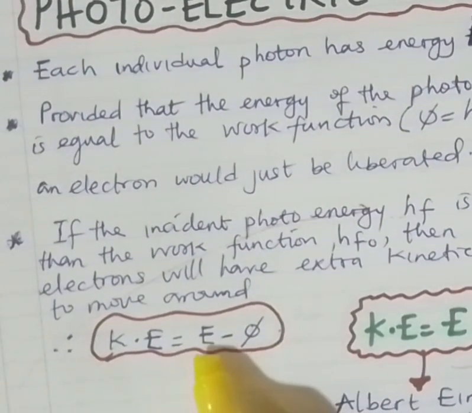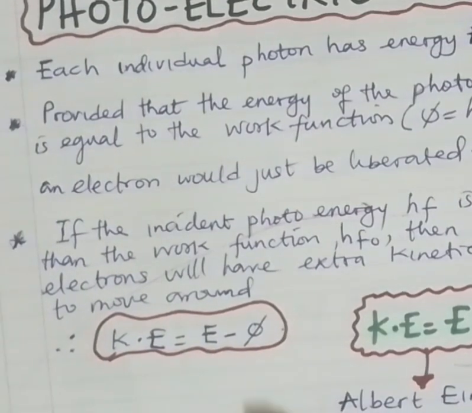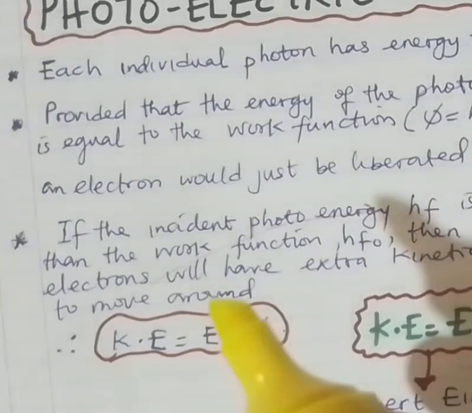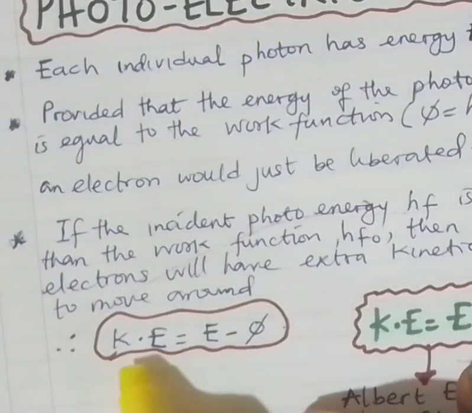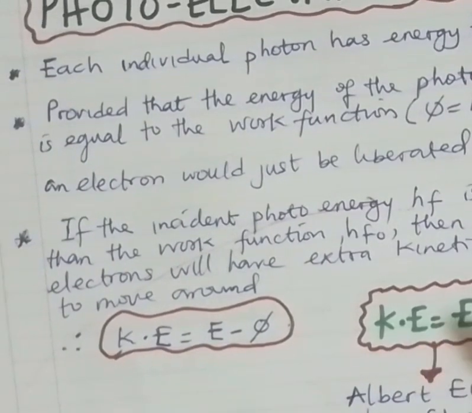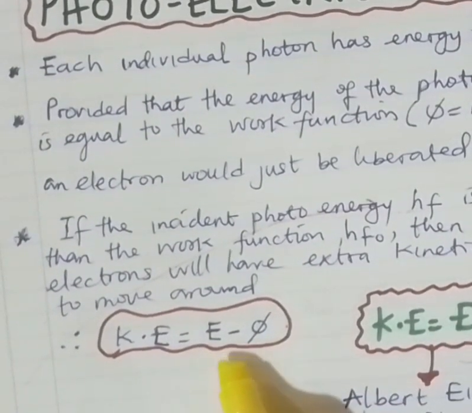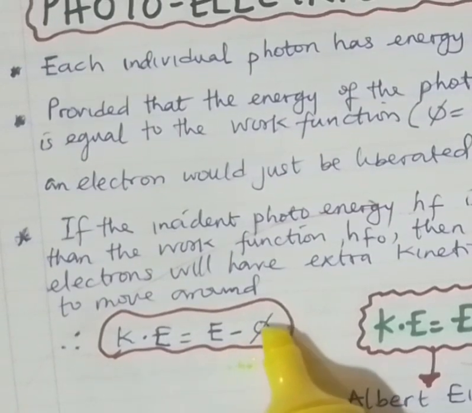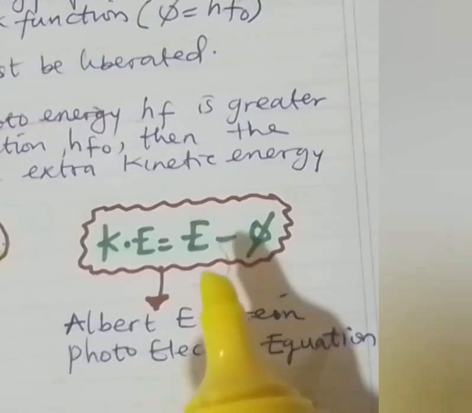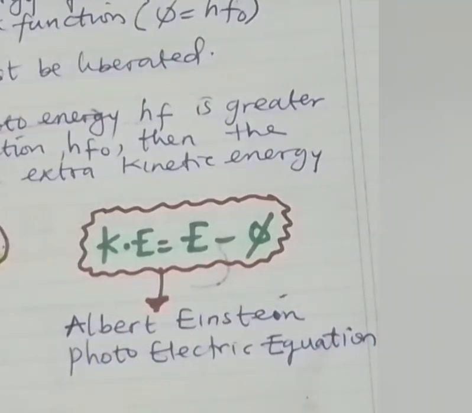So once the energy of the incident light is greater than the work function, the electrons will move away from the metal, and they will keep on moving with this kinetic energy. The energy that the electrons will use to move after they leave the surface of the metal is given by KE equals E minus phi, where phi is the work function, the energy holding the electrons down. This equation is called the Albert Einstein photoelectric equation. Very, very important: KE equals E minus phi.